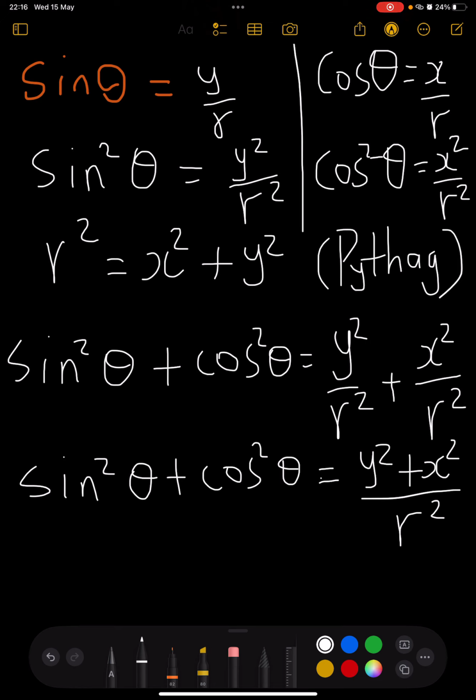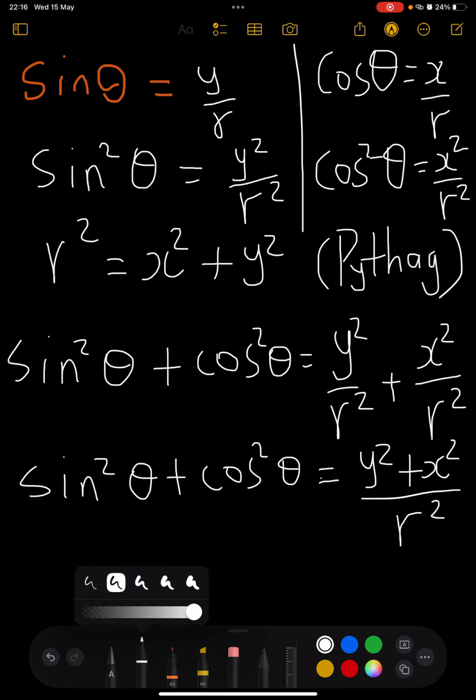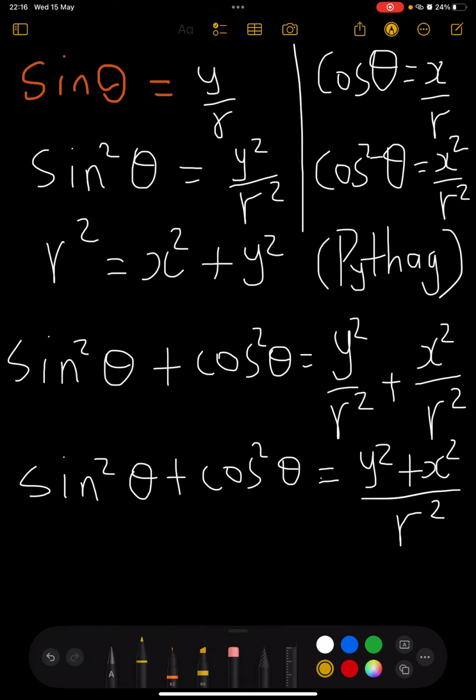All right. But ladies and gentlemen, remember this. We just proved earlier on that r squared is the same as x squared plus y squared. So which means the top we can replace by r squared. Then the bottom is r squared. So r squared over r squared equals 1.